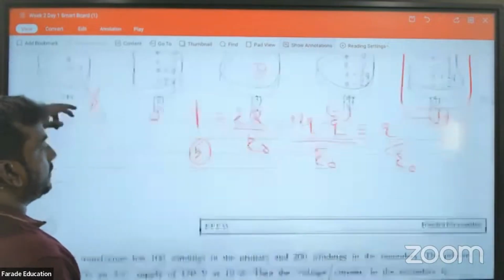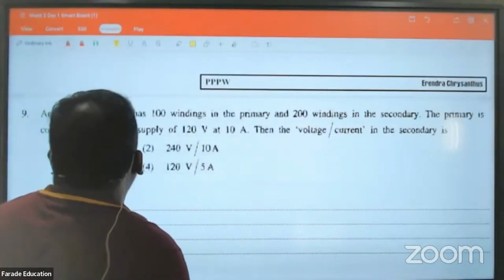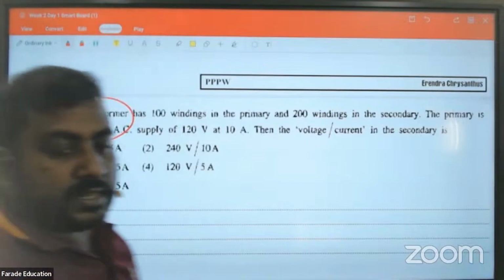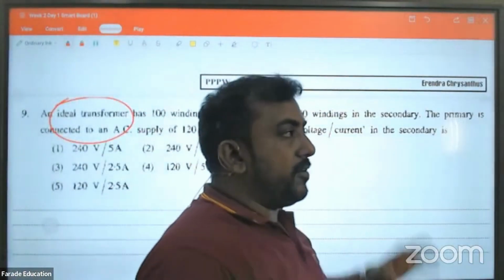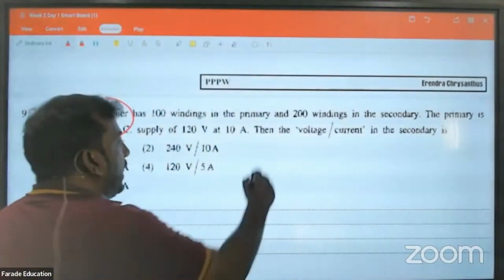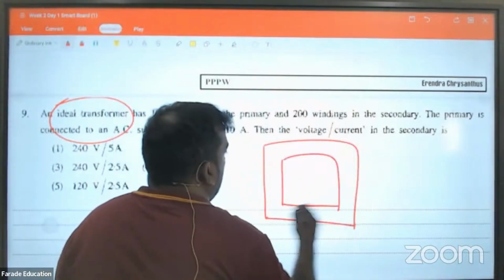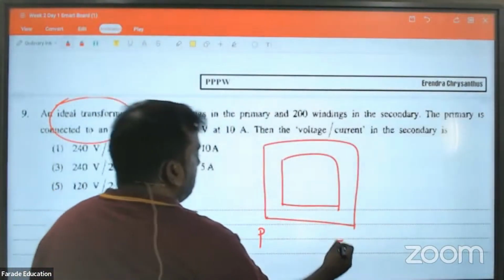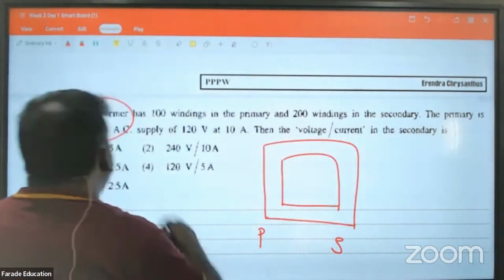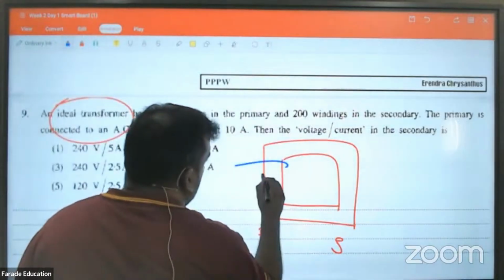Okay. Moving on. Right. Look at this carefully. An ideal transformer. What do you mean by ideal transformer? In an ideal transformer, input power and output power are both the same. Now a transformer has a primary coil and a secondary coil. Flux will link from the primary to the secondary.